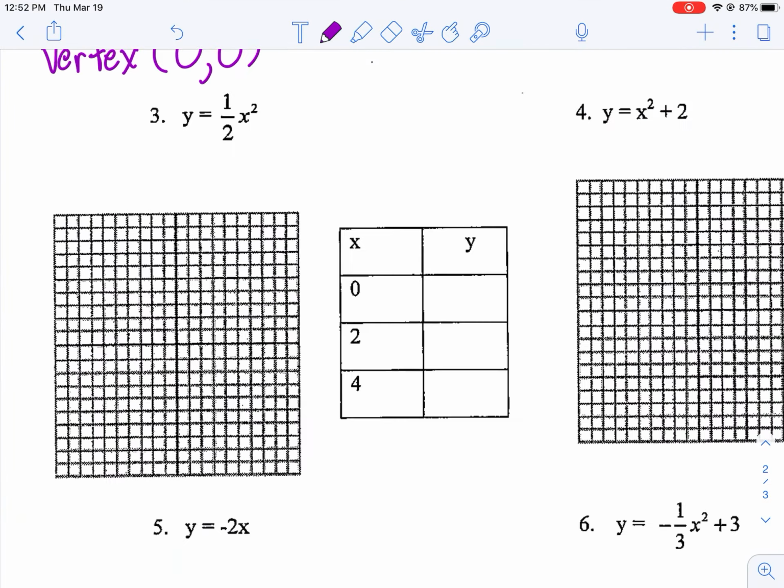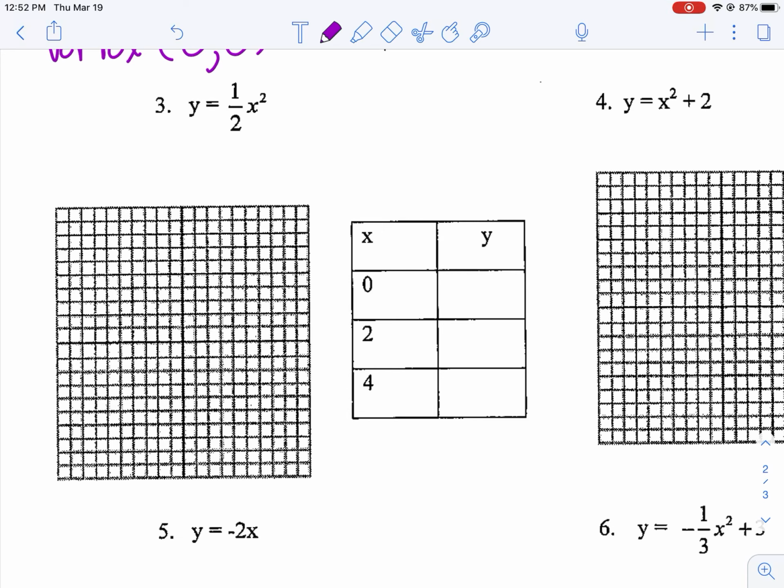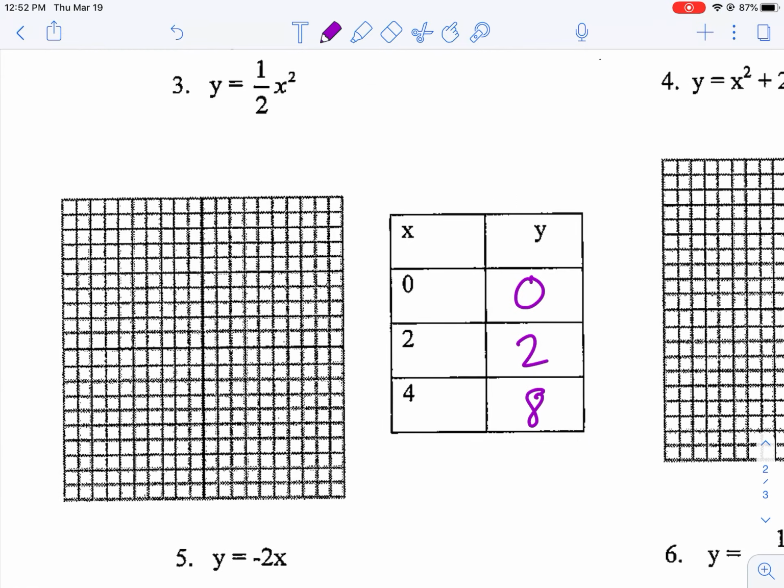So if we go back to here, our 1/2 x squared, is going to be 0 squared, which is 0 times 0, no big deal. 2 squared is going to give you 4. Half of 4 is 2. 4 squared is 16. Half of 16 is 8. And so we get half x squared. We're going to get 0, 0, and 2, 2. And then it went out to 4 up to 5, 6, 7, 8.